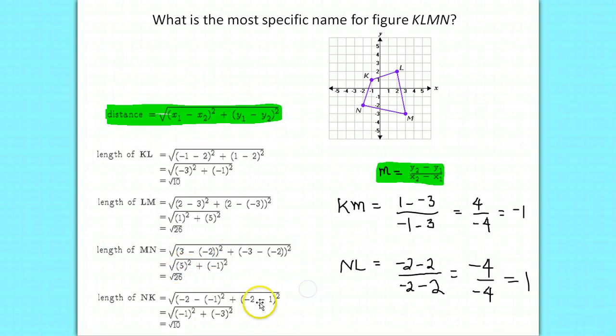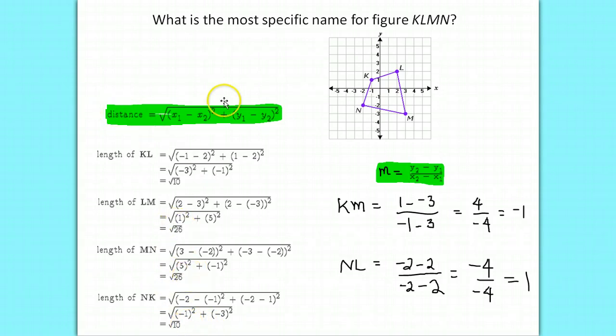Okay? But you'll notice that, doing that for each of the 4 sides, we did find out that KL and NK are equal, which is good. That is one thing that we wanted to check, and that the other 2 adjacent sides are also equal.